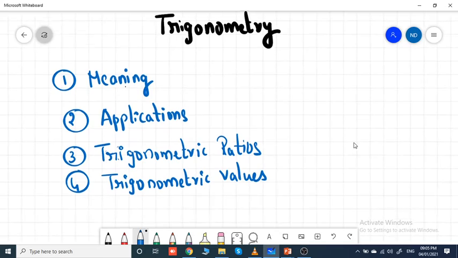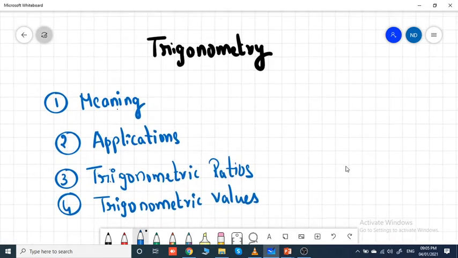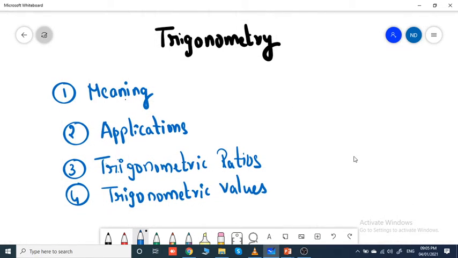If you see, the word trigonometry is actually divided into three parts: trigono and metry. What is tri? Tri means three. What is gono? Gono means sides. What is metry? Metry means measurement.